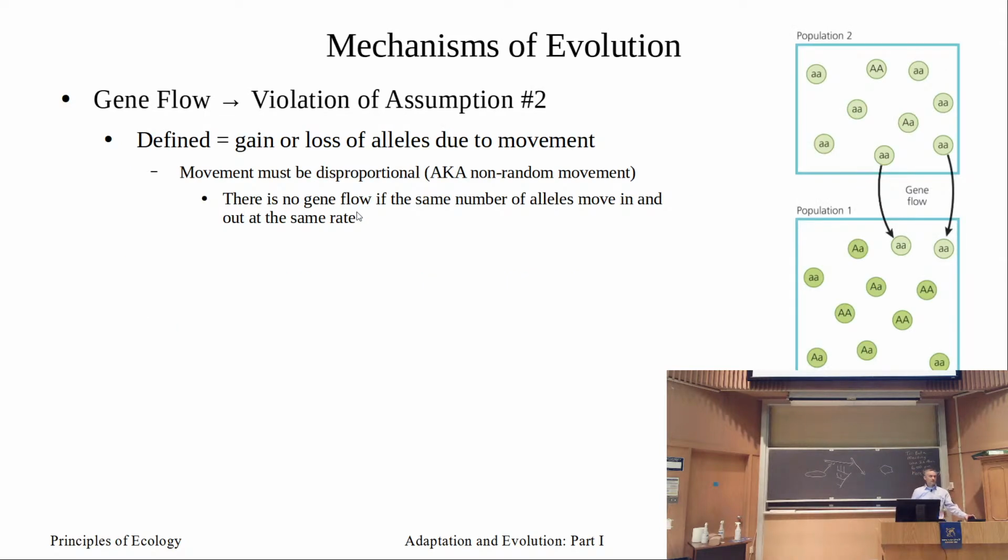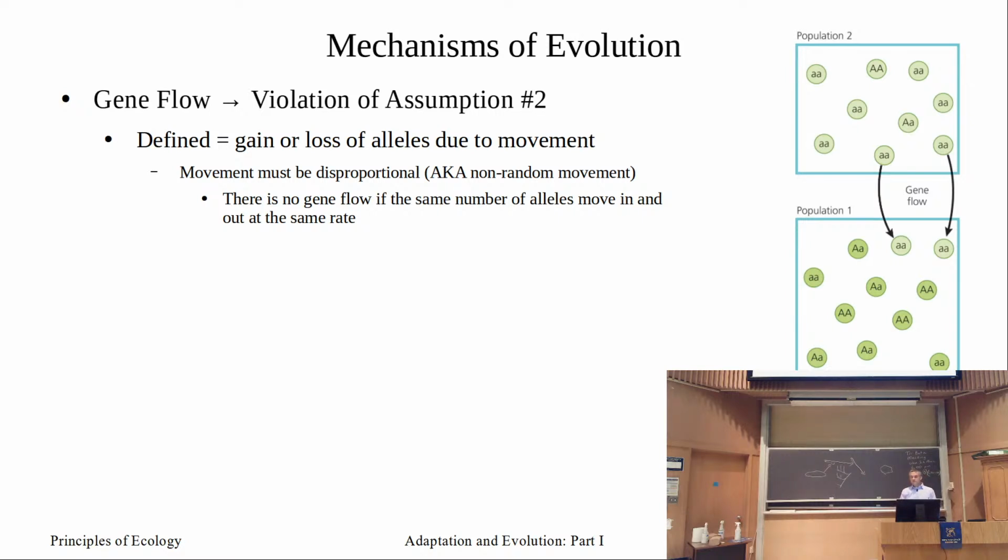All right, second one is gene flow. This is violation of assumption number 2. Gene flow is the gain or loss of alleles due to movement. So you have individuals that move from our population. They either move into it or they move out of our population. Those individuals are going to bring their own genome to our population. And as long as they have the same traits, same loci, all right, we can introduce new alleles.